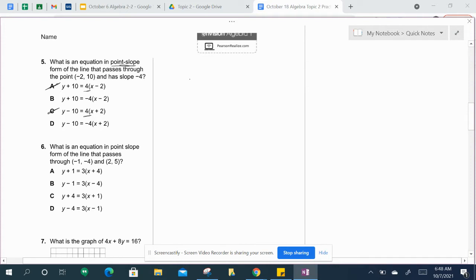So what I need to remember is the formula says y minus y1 is equal to slope times x minus x1. The only time those become positive is if I am putting in a negative number. So when I put the y value in, it would be y minus 10. And when I put the x value in, it would be x minus a negative 2, which would turn it into a positive 2. So looking carefully at my choices between B and D, I would want to choose answer choice D.